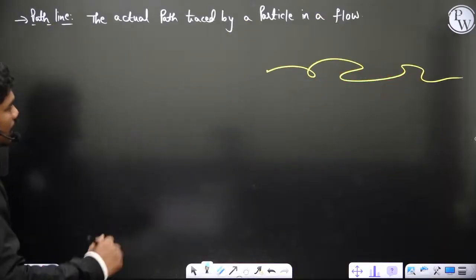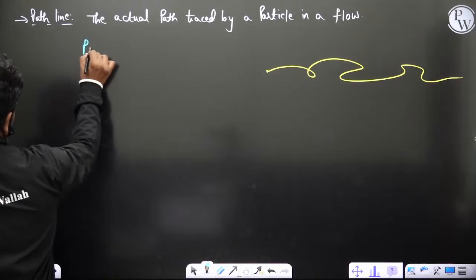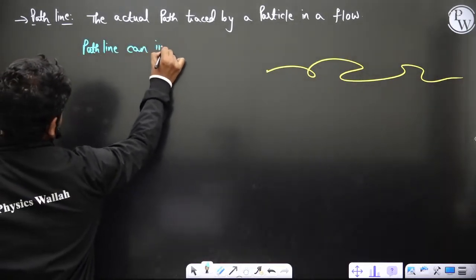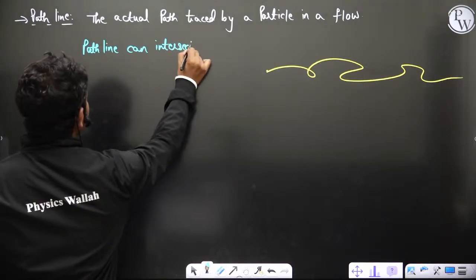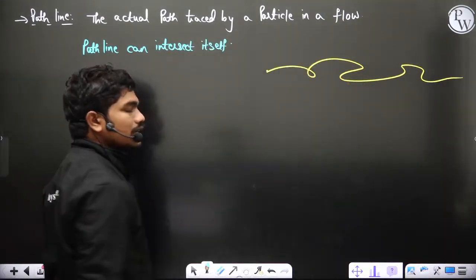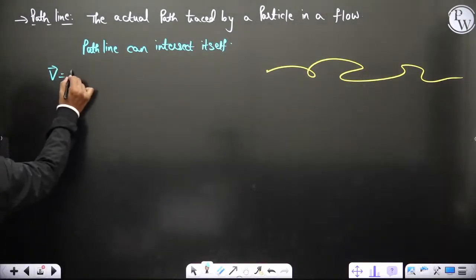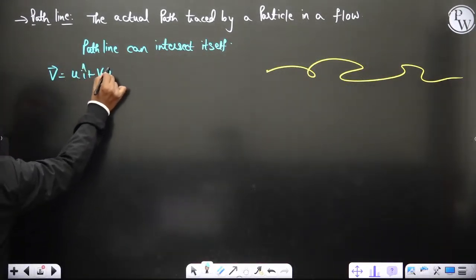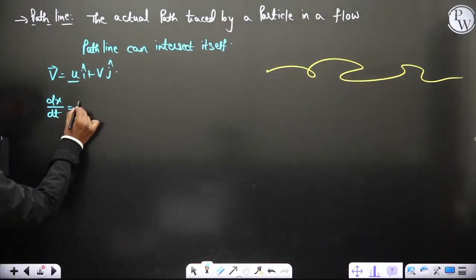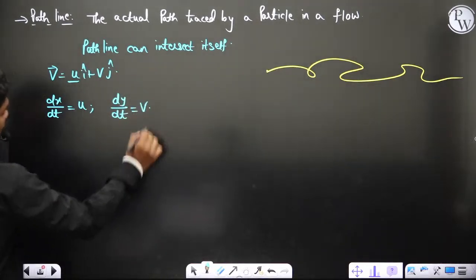Now coming to the path line, the actual path traced by a particle in a flow, a path line can intersect itself, because the particle may come to the same location again. So this can happen. Now if you see how to calculate the path line, if I take a 2D flow, dx by dt is equal to u, and dy by dt is equal to v, okay.